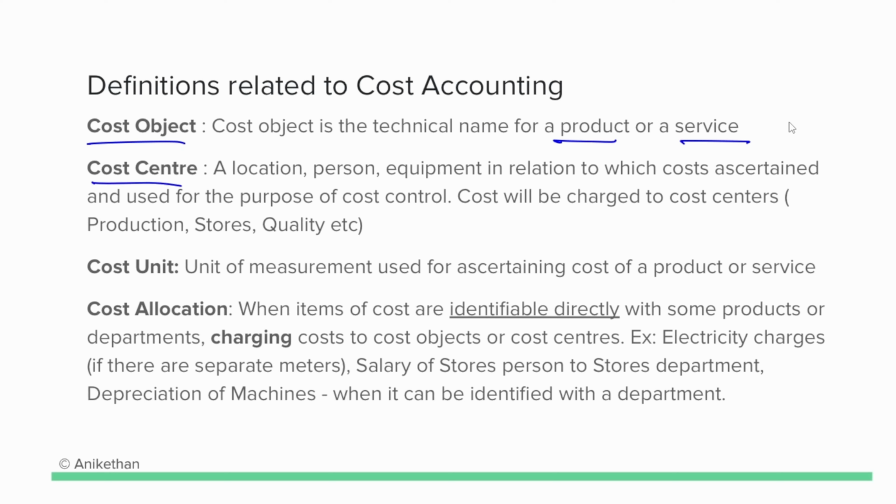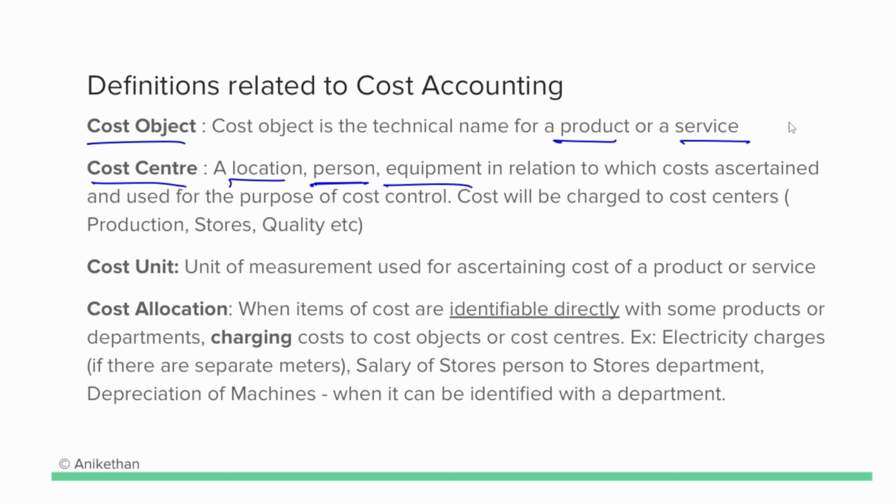Next is the cost center. A cost center can be a location, person, or an equipment where that organization wants to monitor the cost. For example, a tire manufacturing company can have two or three factories. So each factory, the different location, will be a cost center. Then person: department wise, when they are manufacturing a tire, there will be a production department, stores, and purchase. All these can be a cost center.